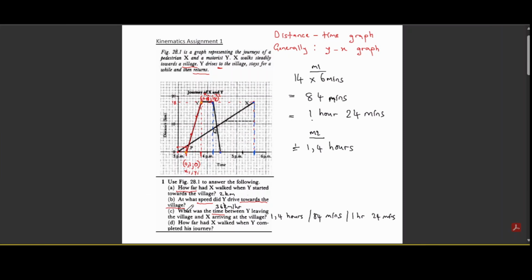D yati, how far had X walked when Y completed his journey? It's a little tricky, but I need. Saka iri kuti how far, distance, stretches. But distance, it's a function. Kana kuti, of course, time is a function of distance. But iri kuti distance depends on time. Saka kufunga kwedu kunotangira ku time. Time yacho ndo inozotikanda ku distance.